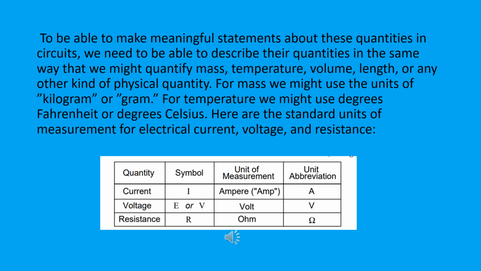To be able to make meaningful statements about these quantities in circuits, we need to be able to describe their quantities in the same way that we might quantify mass, temperature, volume, length, or any other kind of physical quantity. For mass, we might use the units of kilogram or gram. For temperature, we might use degrees Fahrenheit or degrees Celsius. Here are the standard units of measurement for electrical current, voltage, and resistance.